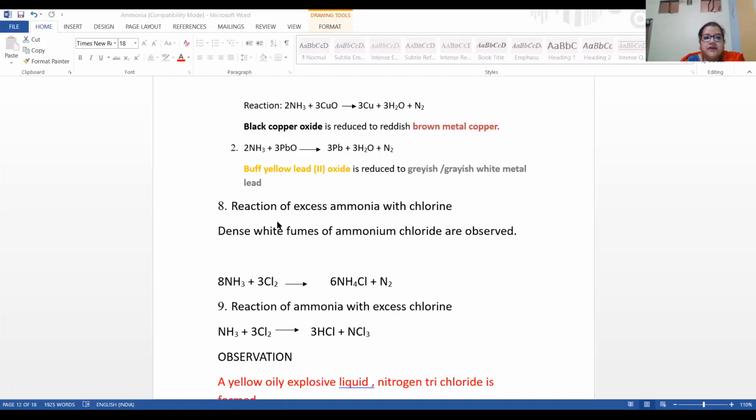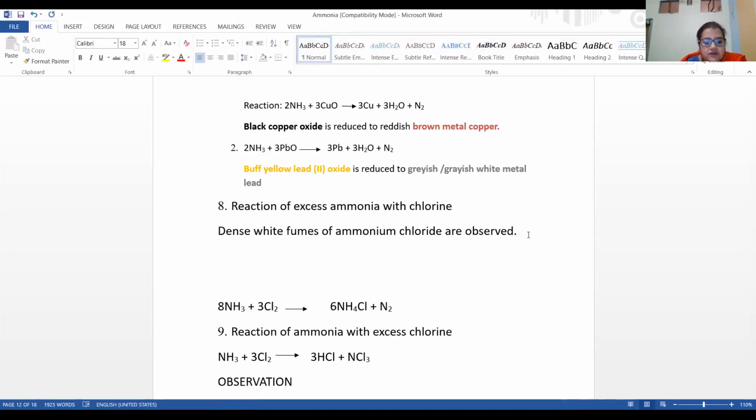Now see, this is a reaction which I was telling you, that is the reaction of excess ammonia with chlorine. Dense white fumes of ammonium chloride are observed. But what is this? This is ammonium chloride. Directly the reaction doesn't take place like that. So you know what happens in this reaction? I'm going to write down the steps. Try to follow the steps.